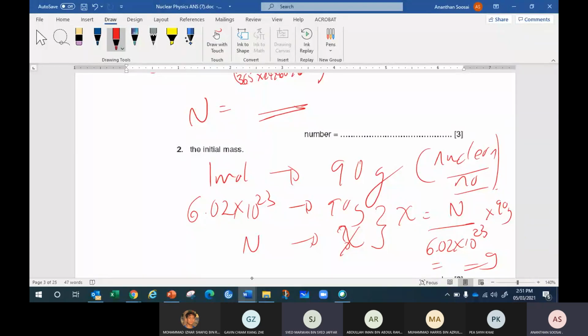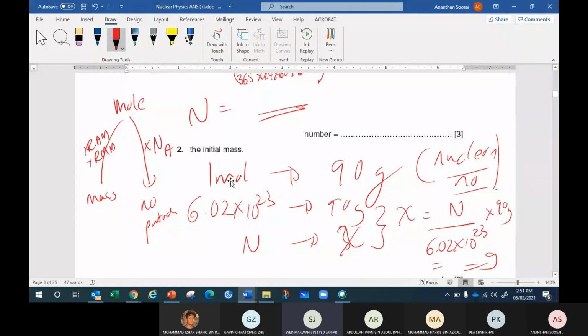So yeah, remember the mole concept, how mole changes to mass, how mole changes to number of particles, you should know. Mole to mass, multiply by the relative atomic mass, RAM or RMM, or the nucleon number in gram is your mass. Mole to number of particles, just multiply by the Avogadro constant. Okay. So next.